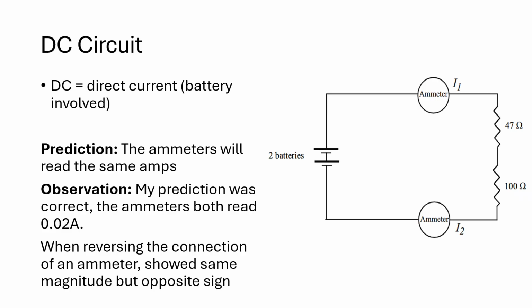So the first part of this lab had us dealing with a DC circuit, which is a direct current circuit, which means there's either a battery or another power source that is flowing current through this circuit.